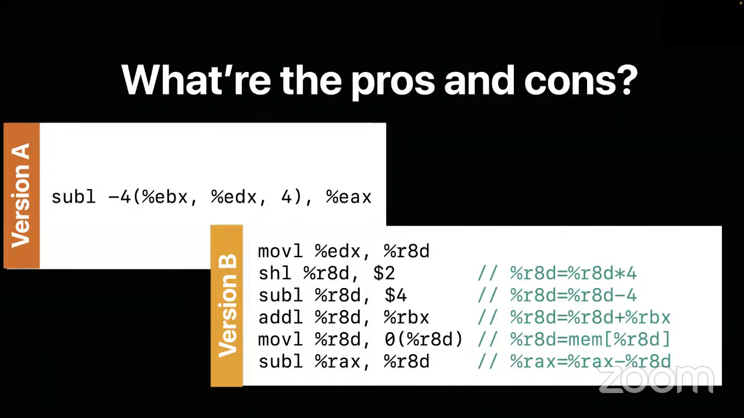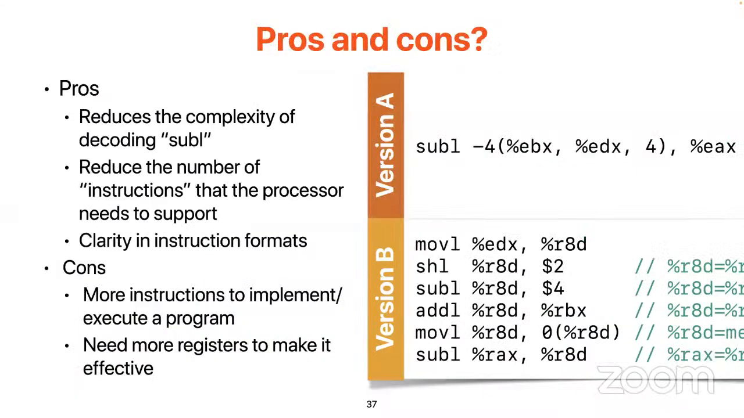Okay, so maybe I can share a few thoughts that I have. x86 is designed pretty much like version A. But the problem with version A is that your instruction becomes really complex. Like this sub L instruction itself has to do a lot of different things.